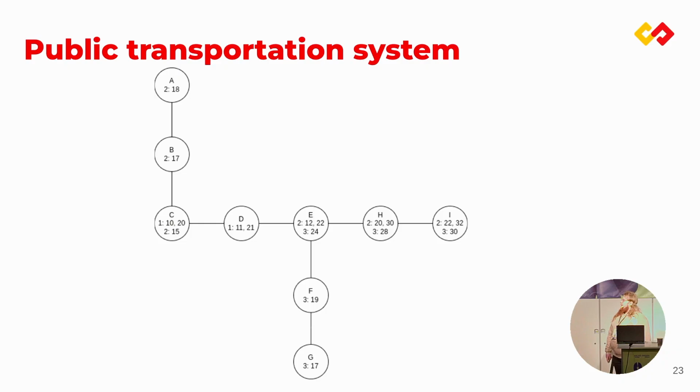Okay, so that's how the simplified graph of the public transport looks like. We have several stops that are marked with letters, for example, A, B, C, D. We have several lines that are marked with numbers. So we have line number 2, line number 1, or line number 3. And we have the departure times from the stops. So line number 2 departs from the stop E at the time 12 and 22. So we want, for example, to find the shortest route from the stop C to E by taking any number of transfers.